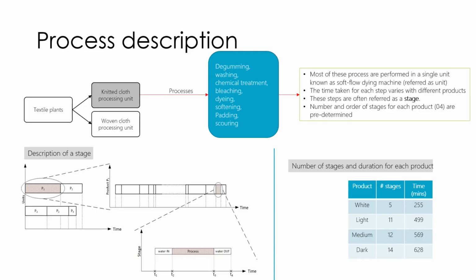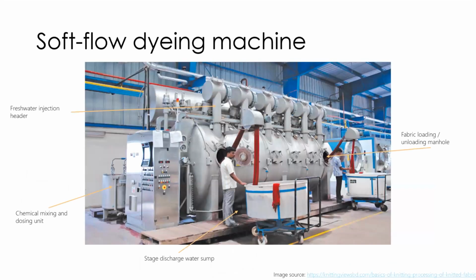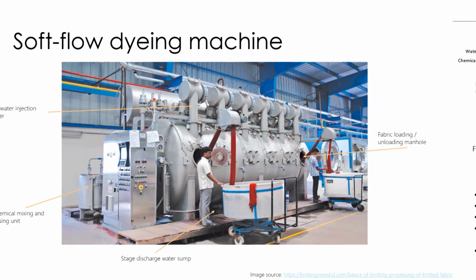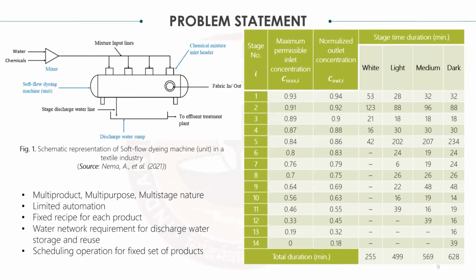Okay, so this is a brief overview of the stages, the products we are talking about, and the number of units. So this is the soft flow dyeing machine. You can see that there are about 6 soft flow dyeing machines here, and there is a chemical mixing and dosing unit here. Fresh water is injected from the top, and then a discharge sump, stage wise, and then an unloading machine here. So this is a typical soft flow dyeing setup, and this is the problem we are looking at.